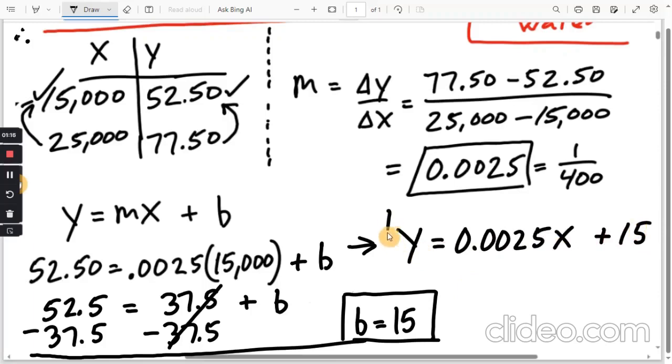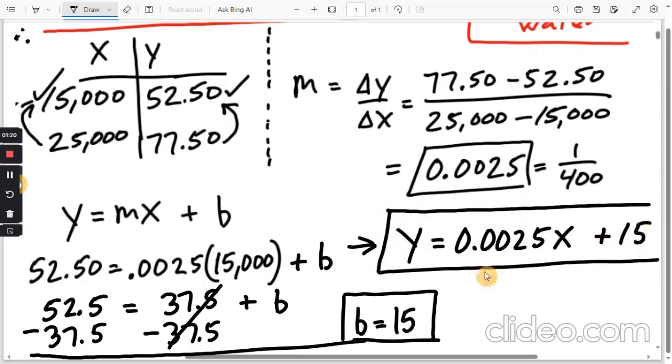Now, like I said, you can use point slope and then distribute instead of solving for b. You can do it that way as well.